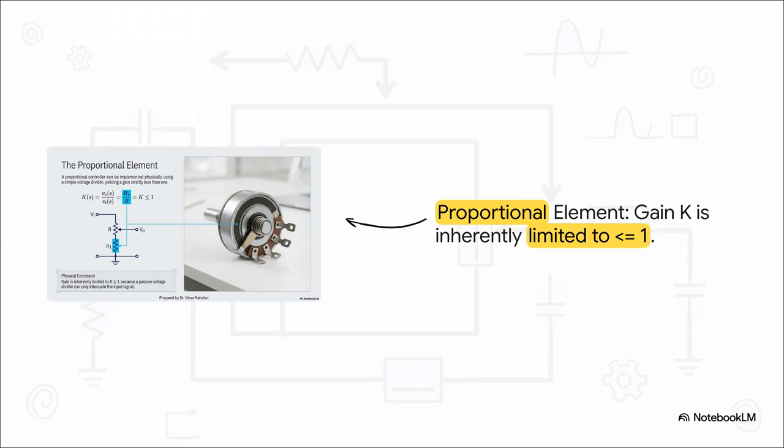But take a really close look at that physical constraint box at the bottom. Notice how the gain, K, is inherently limited? It strictly has to be less than or equal to 1. Why is that? Well, because a passive circuit has absolutely no external power source. It can only attenuate the input signal. It literally can never amplify it.